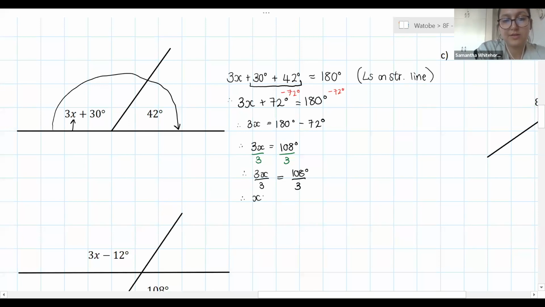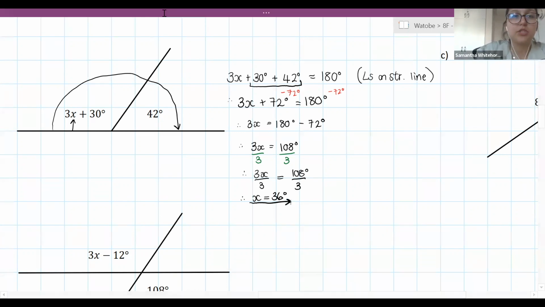You don't have to. Okay, right. So guys, 108 divided by 3 is, I'm going to take your word on it, Buntle, 36 degrees. And so x is equal to 36 degrees here. Now remember, that was our goal. We wanted to solve for x.